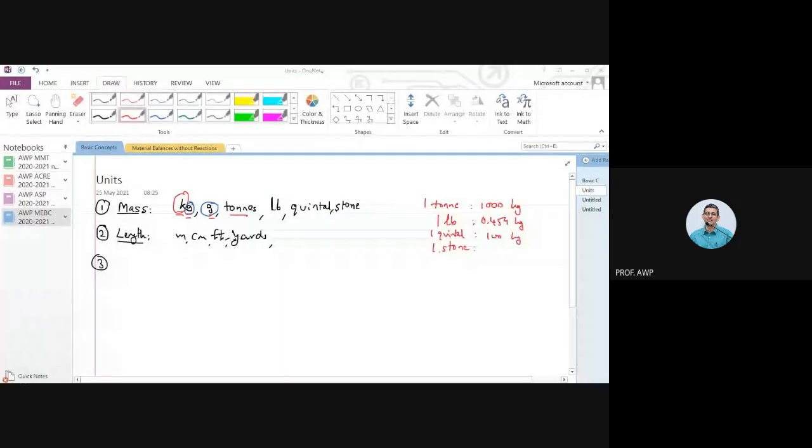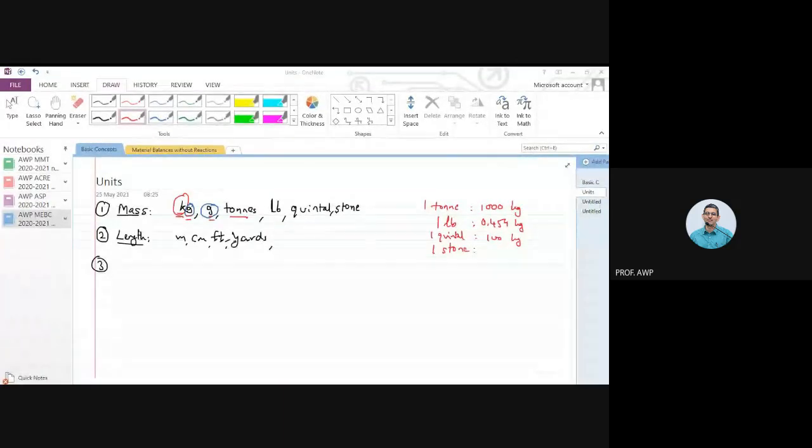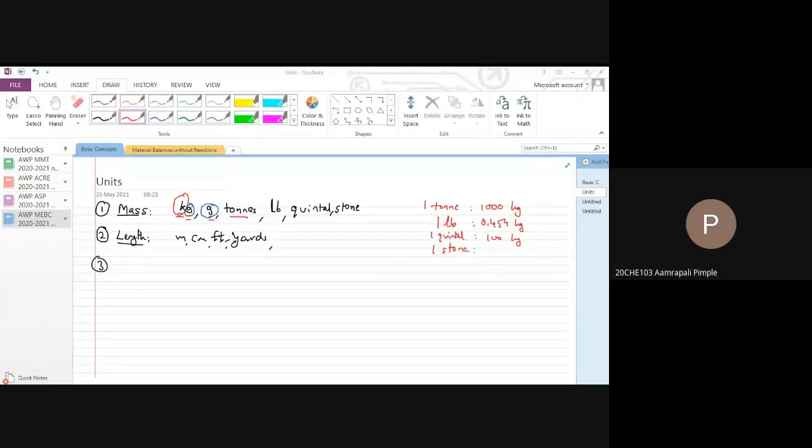Who suggested stone? Somebody suggested stone. Yes, sir, I've heard. One stone is 6.35 kgs.